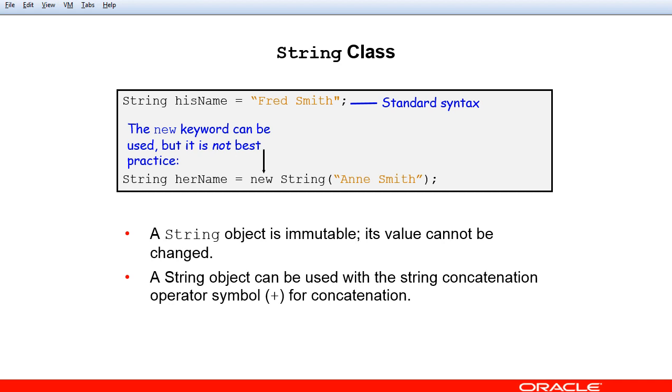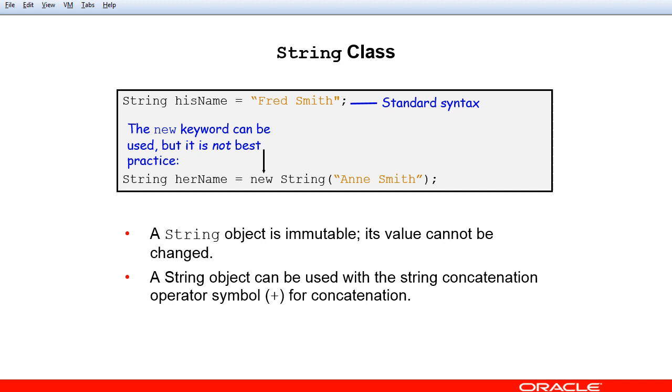String objects are immutable, meaning that their value cannot be changed. Immutability ensures that a string can be used by several different classes safely because it cannot be changed. Creating a string object by using a string literal creates only one object, as in the first example, and this is a more memory efficient method.